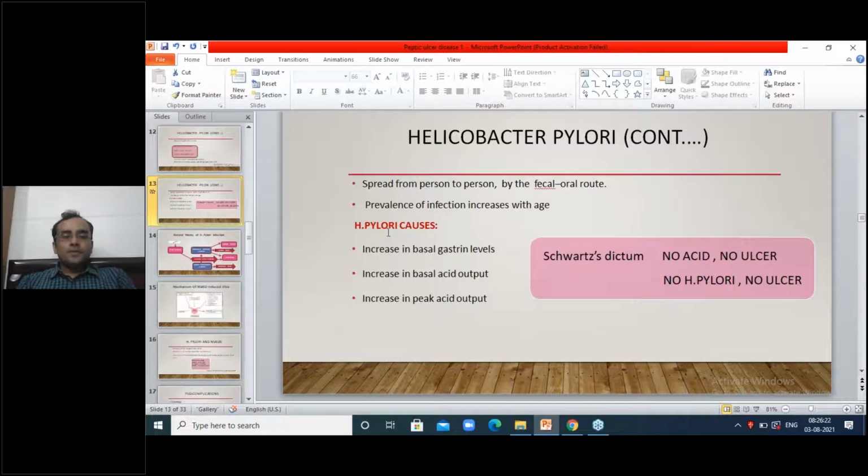H. pylori basically transmits through the fecal-oral route, and the prevalence of infection increases with age. So how does H. pylori cause gastric ulcers? Because it increases the basal gastrin levels, basal acid output, and peak acid output. I'll touch briefly on how it increases these.